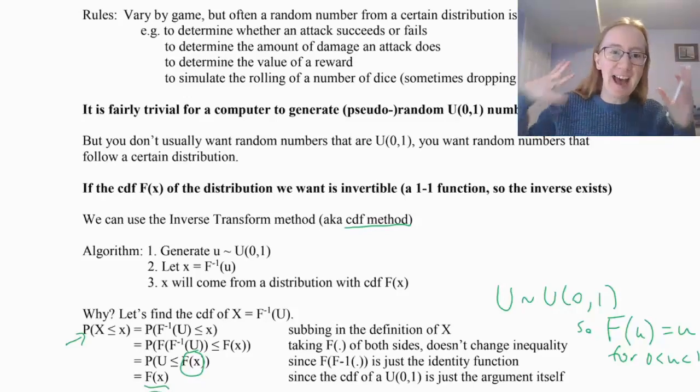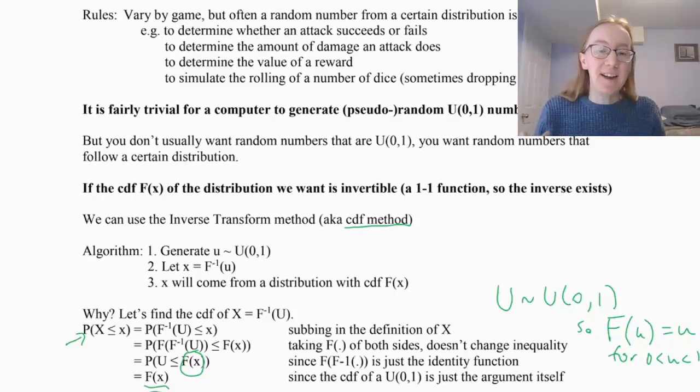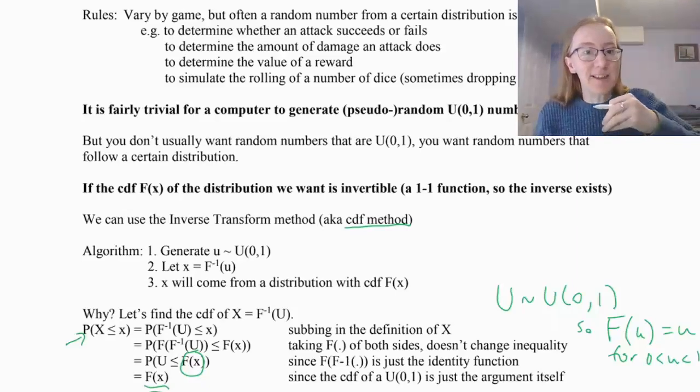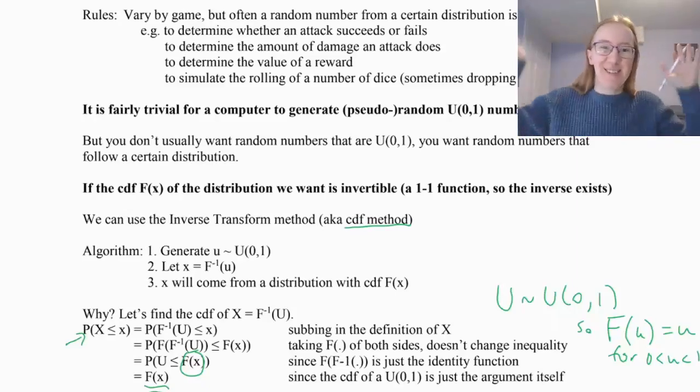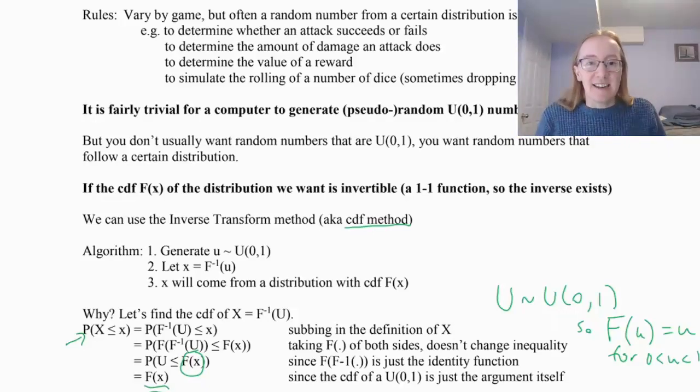So again, if we have an invertible CDF, then we can take a uniform 0, 1 realization, plug it into the inverse of that CDF, and then what we get out will follow that CDF, F of x. So cool. So that's the case that's described in the course notes.